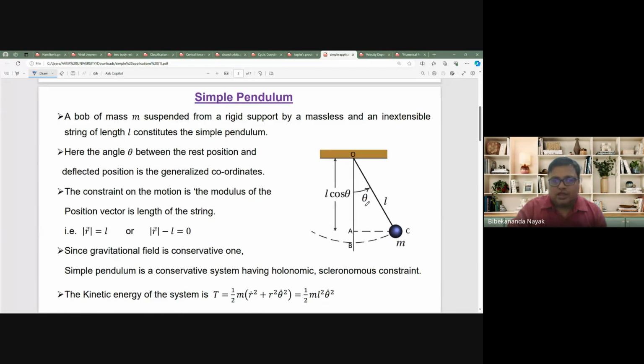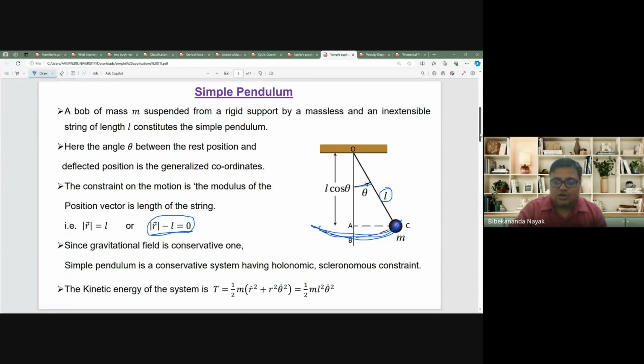As you know, a simple pendulum is a bob of mass m suspended from a rigid support by a massless and inextensible string of length L. The motion of a simple pendulum is shown here. For a simple pendulum, the constraint is that the length of the rod is fixed, which is L. So only the theta coordinate is required, or theta is the generalized coordinate here. The constraint equation is r minus L is 0, so it is a time independent constraint. Second, the constraint is written in the form f of r, t equal to 0, so it is a holonomic constraint.